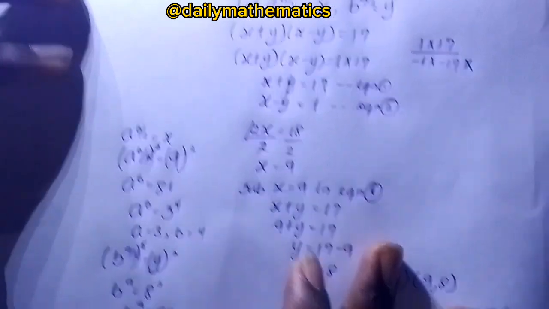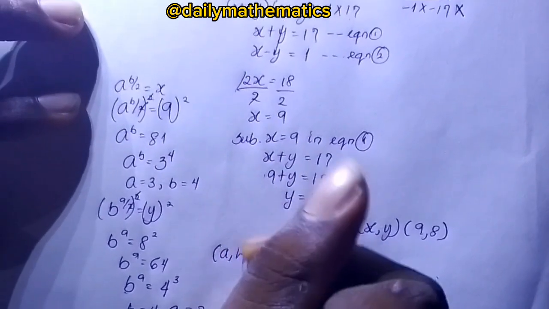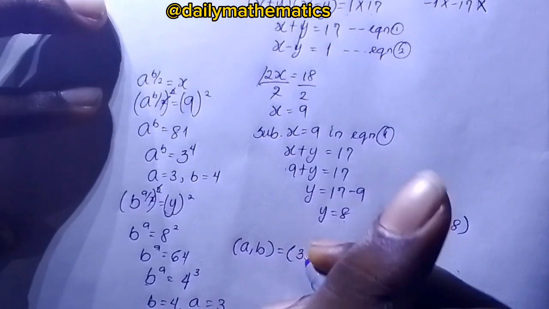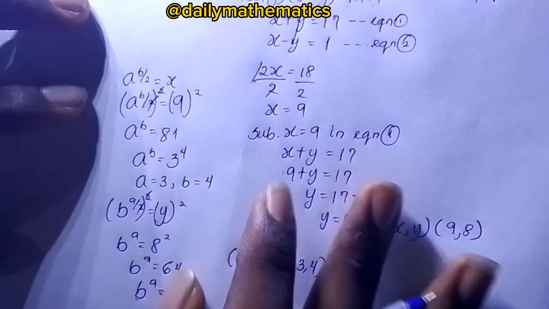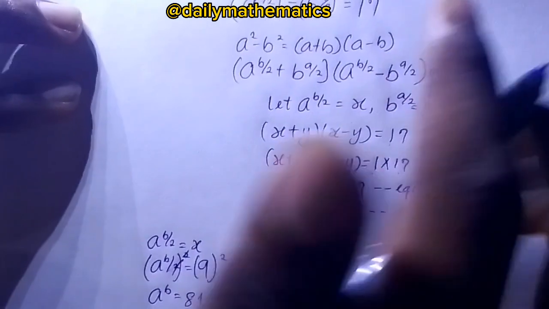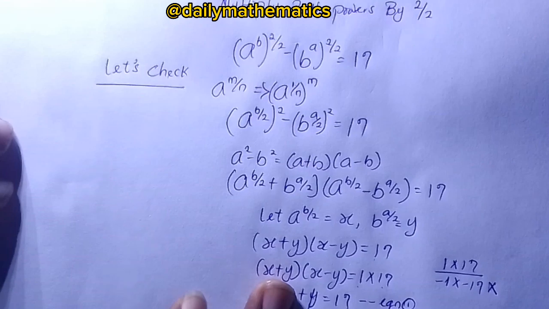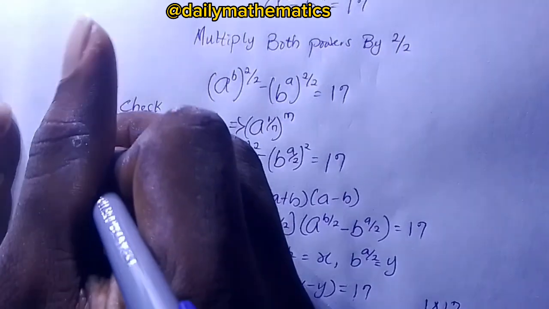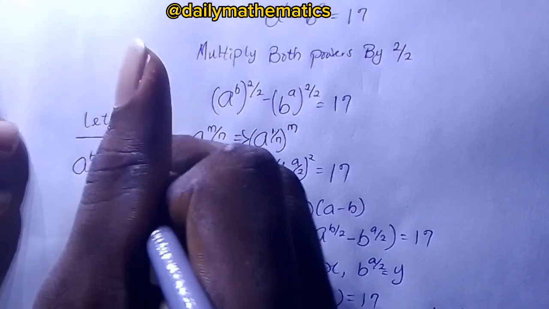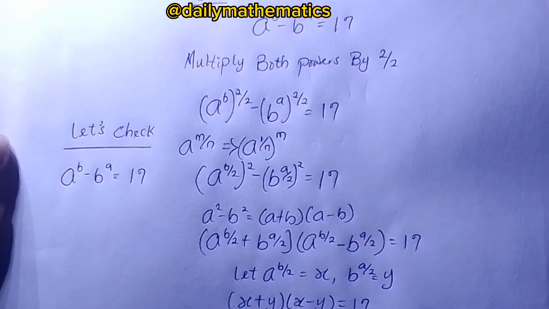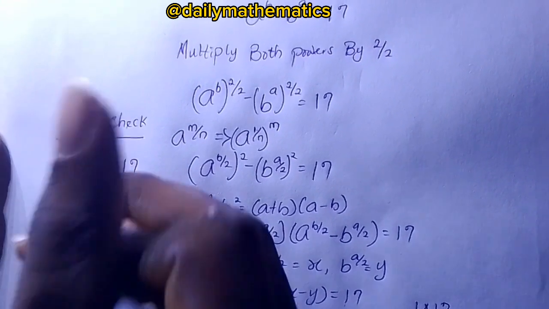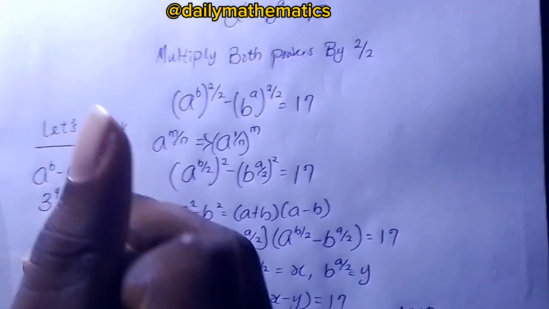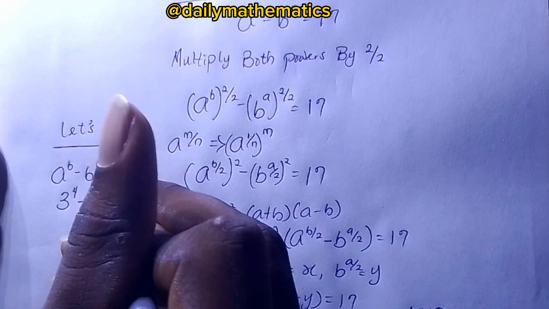So let's come here, so we can see (a, b) equals (3, 4). Correct. So let's verify our answer. Let's check our answer here. The question says a raised to the power of b minus b raised to the power of a equals 17. And here, for the value of a, we had 3, and for the value of b, we had 4.